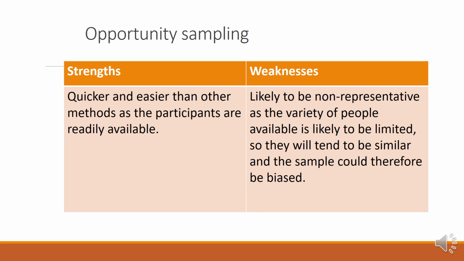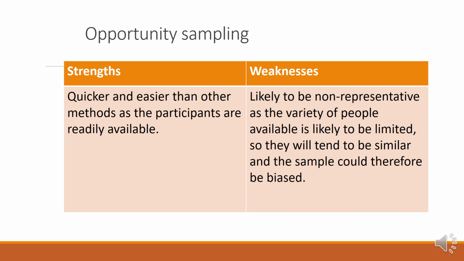Okay, the first one is it's quicker to be applied because the researchers do not have to go elsewhere to find the sample, and the participants are usually there, readily available at that time. They don't have to go further to find more participants. But again, the weakness is it's likely to be non-representative.